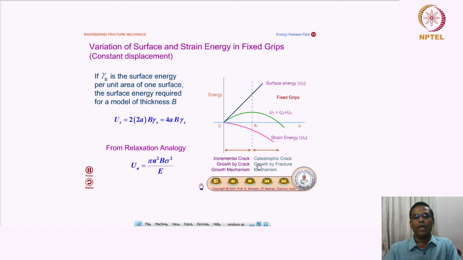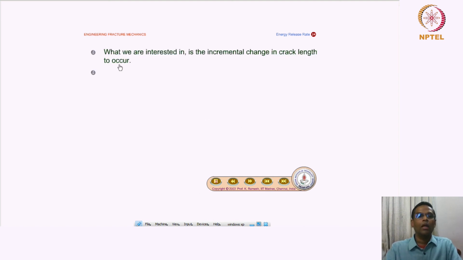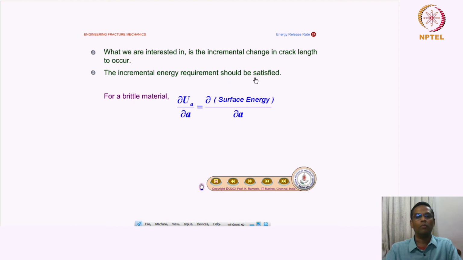Catastrophic crack growth by fracture occurs after this critical crack length. So it is a very, very important idea to keep in mind. We will keep this idea and bring it up again as we progress in this discussion. What we are interested in is the incremental change in the crack length to occur. The incremental energy requirement should be satisfied. We are trying to do an energy balance, and all this analysis is meant for a brittle material.